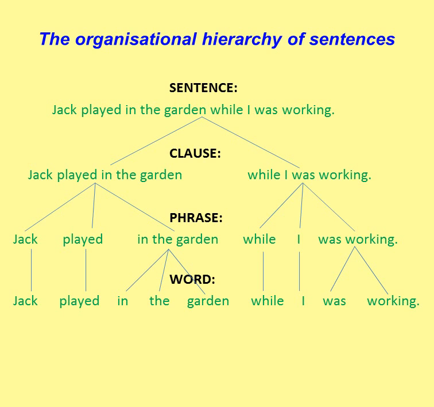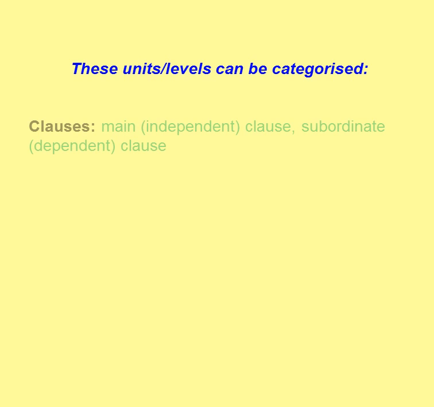Right, so let's move on now and have a look at how we can categorize these levels. So, clauses, we can categorize them according to whether they are main clauses or subordinate clauses. So that just means basically if it's a main clause, it can stand alone, it can function on its own. So we can say Jack played in the garden. That's the main clause. It can stand alone. It makes perfect sense on its own.